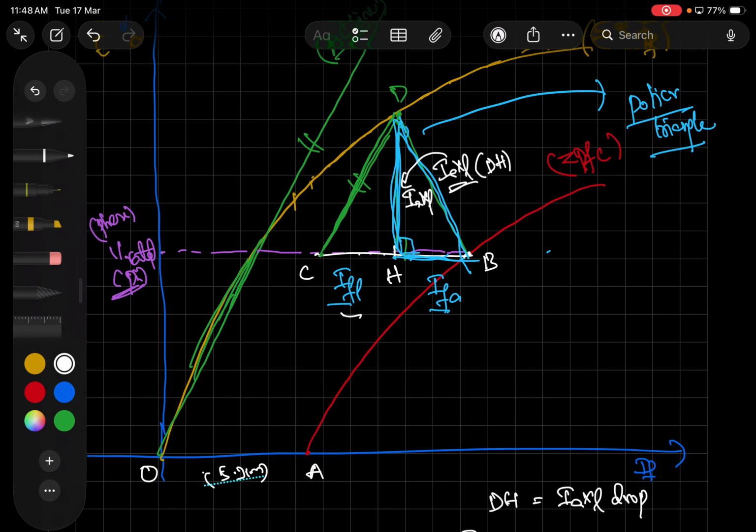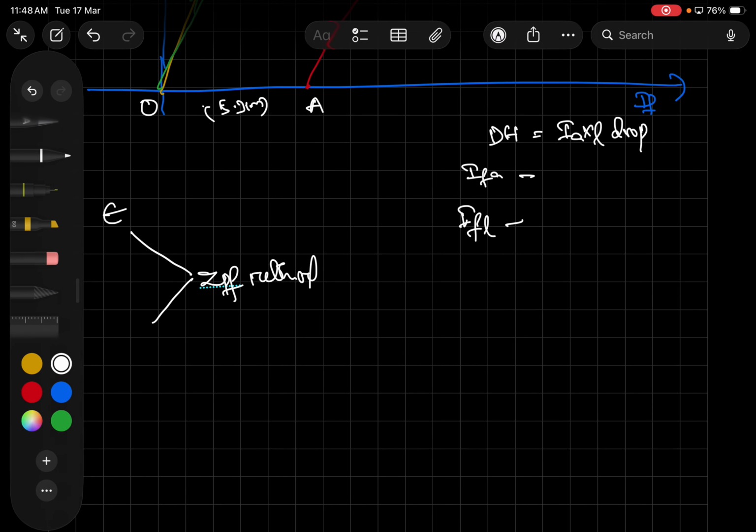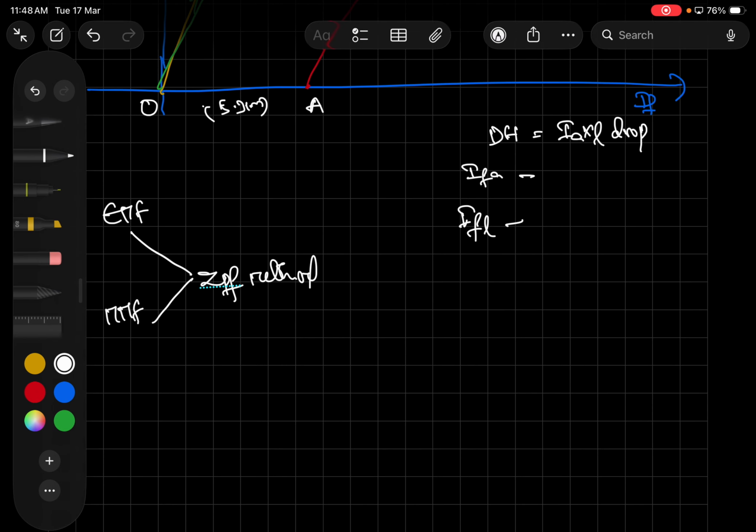Once after getting these values, what am I supposed to do here? This ZPF method is a combination of the EMF method as well as the MMF method. In the EMF method there is a drawback, and even in the MMF method there is a drawback. In the EMF method, the percentage voltage regulation we get is more than the actual. In the MMF method we get percentage voltage regulation less than the actual. So we are combining both methods to get the accurate value, nearest to the actual value.